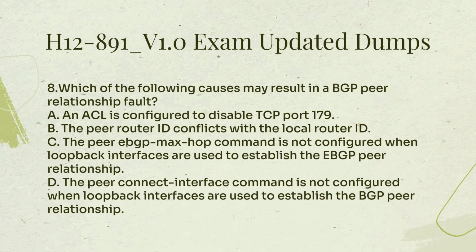A. An ACL is configured to disable TCP port 179. B. The peer router ID conflicts with the local router ID. C. The peer ebgp-max-hop command is not configured when loopback interfaces are used to establish the eBGP peer relationship. D. The peer connect-interface command is not configured when loopback interfaces are used to establish the BGP peer relationship.